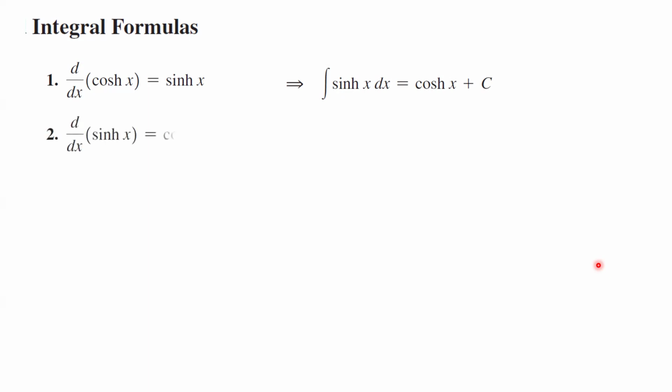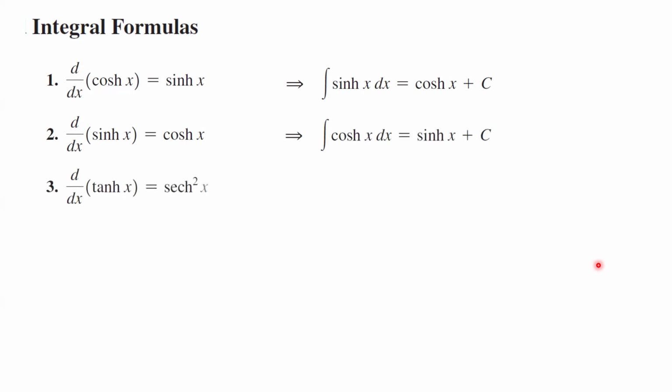In integral formulas, since the derivative of hyperbolic cosine is hyperbolic sine, we expect the integral of hyperbolic sine to be hyperbolic cosine. Don't forget to add the integration constant as well. Since the derivative of hyperbolic sine is hyperbolic cosine, the integral of hyperbolic cosine is hyperbolic sine plus c.